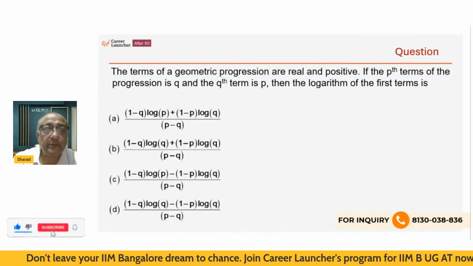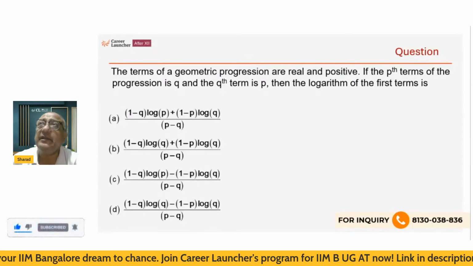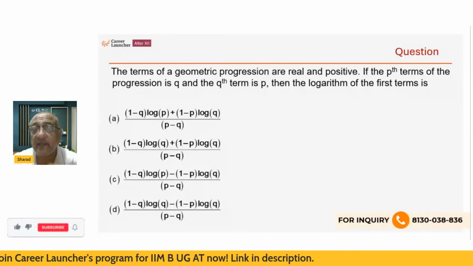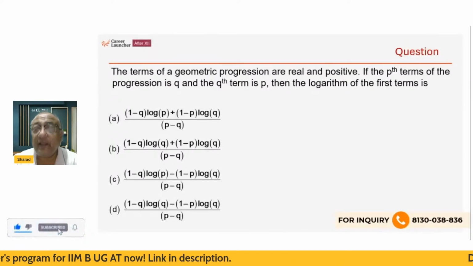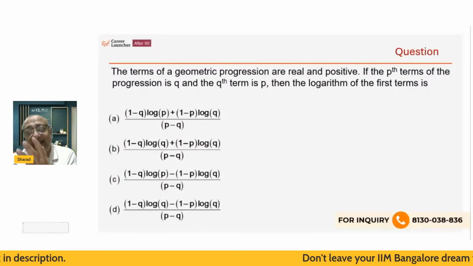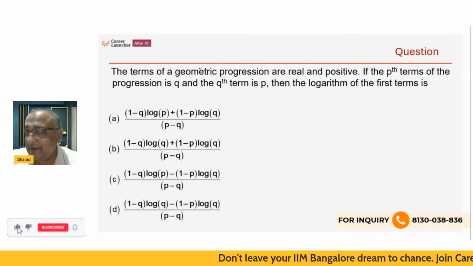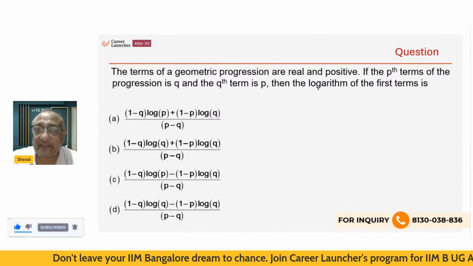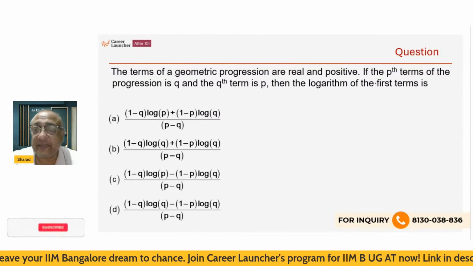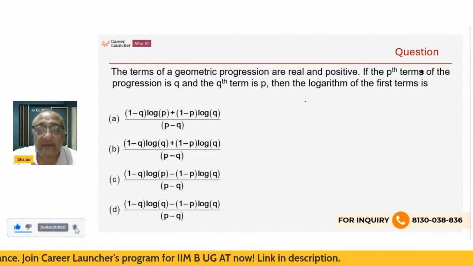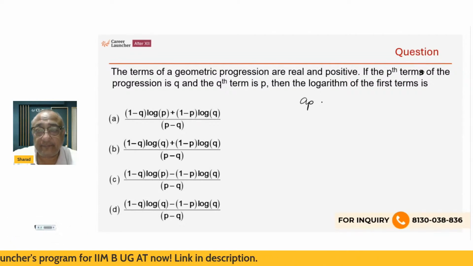So let's do this question first. These are mixed concept questions, meaning you need to know a little bit of geometric progression, actually a good bit, and a good bit of logarithm. So let us start. Terms are real and positive. There is no concern of negatives. It's saying pth term. Pth term will be a p.